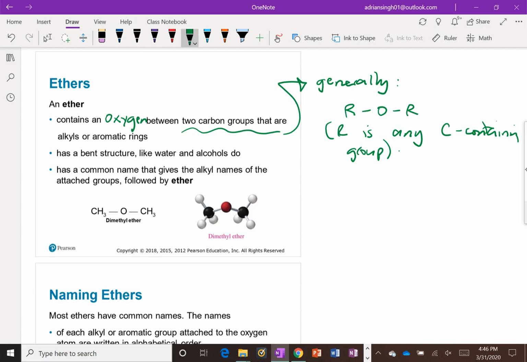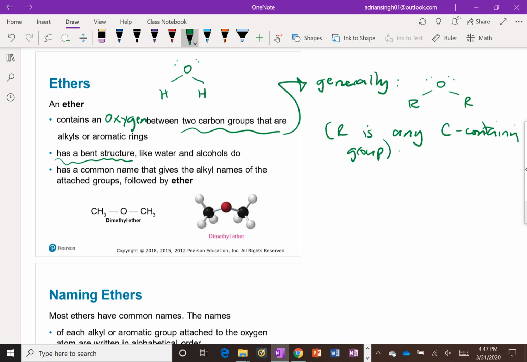It doesn't really matter. So ethers kind of resemble the shape of water, which we know is bent, right? So if you remember, water looks like this, and there are 2 lone pairs on the O. So if we were to draw an ether properly, it would actually mimic that shape, right? With the 2 lone pairs on the oxygen.